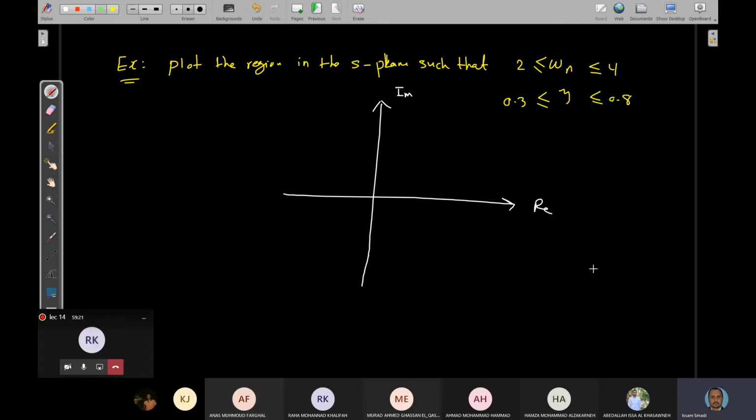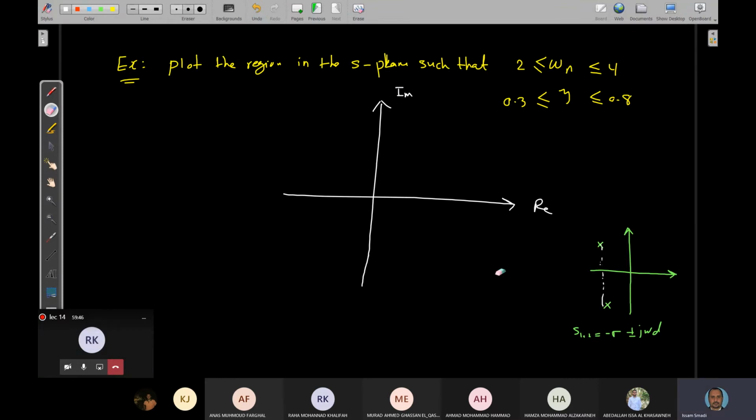Do you remember the roots? The roots in this case, s1,2, are minus sigma plus or minus j omega d. So one will be here and one will be here, correct? Now, if we do the math, we know that this one is from here to here.